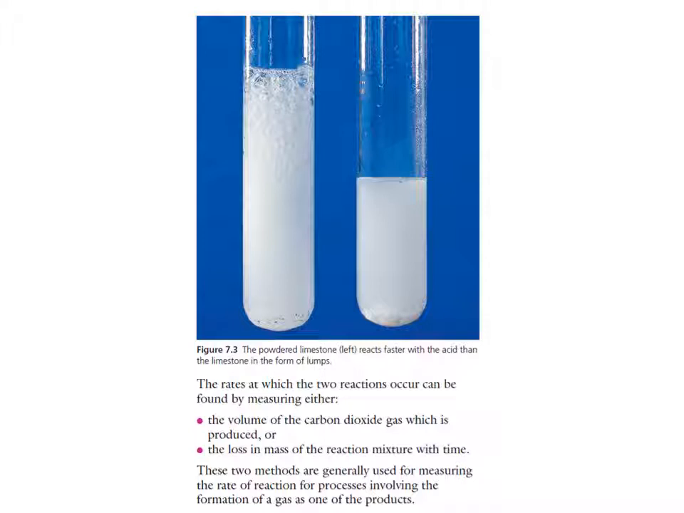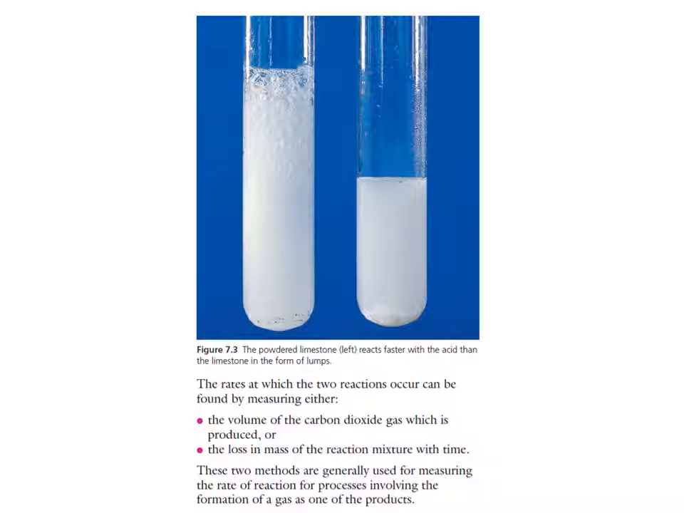So the rates at which the two reactions occur can be found by measuring either the volume of the carbon dioxide gas that is released, or the loss in mass of the reaction mixture. So you can see that in the test tube on the left hand side, the reaction rate is faster.